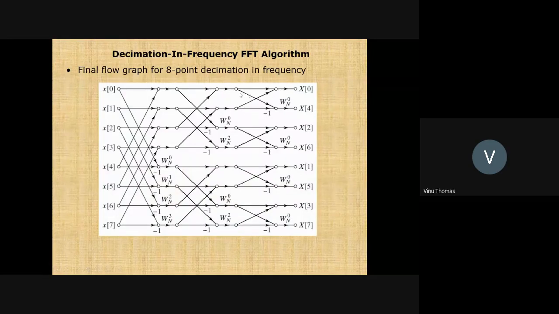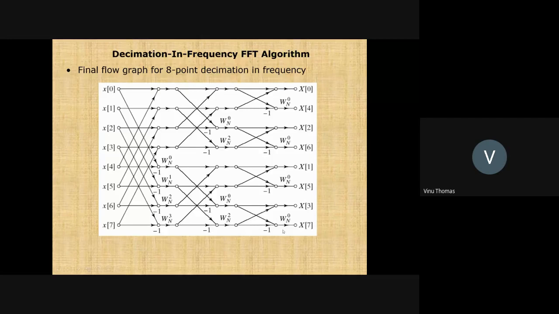So these two samples are added, and from this sample, this is subtracted. Now to match the geometry, we will also show that this is being multiplied by W_N raised to 0. You know what is W_N raised to 0? Anything raised to 0 is equal to 1. So W_N raised to 0 is equal to 1.